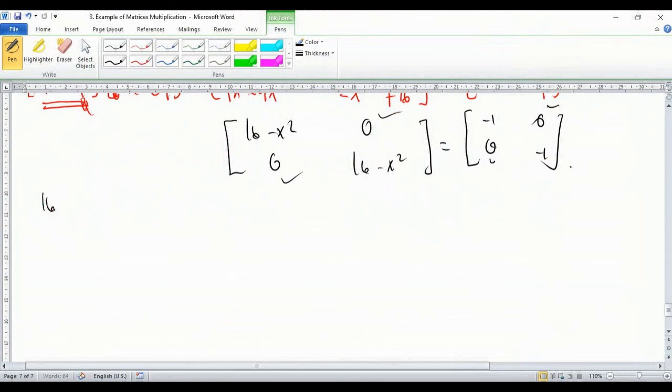So this one is 16 minus x squared equals minus 1. You can choose the first row with the first column, or the second row with the second column, it depends on you. So 16 plus 1 is equal to x squared, so 17. So this one is the square root of 17. So this is the result: x equals the square root of 17.